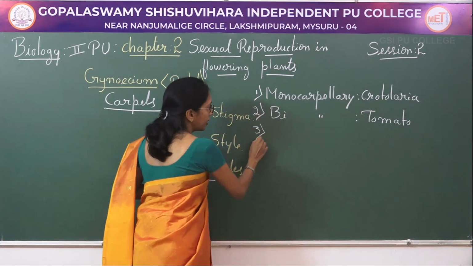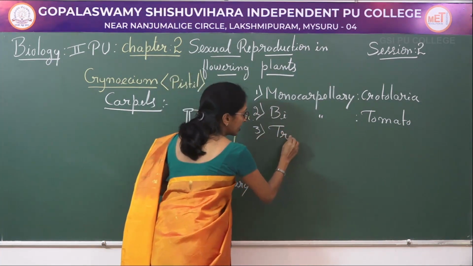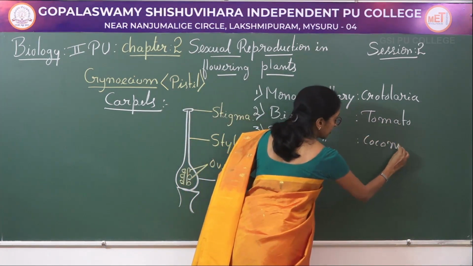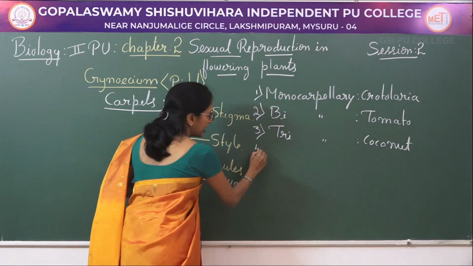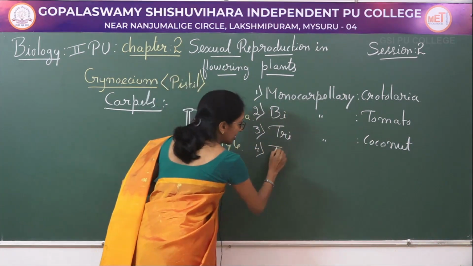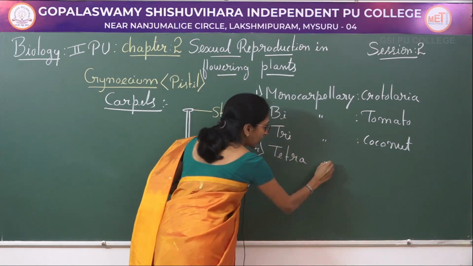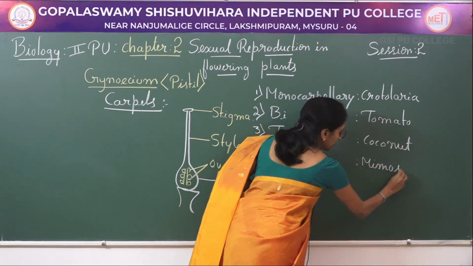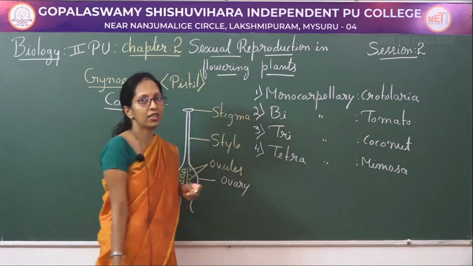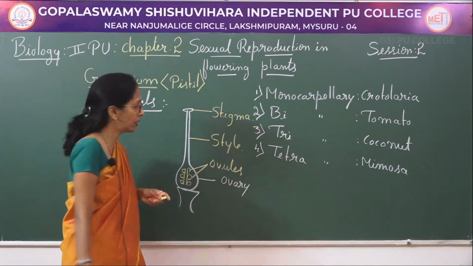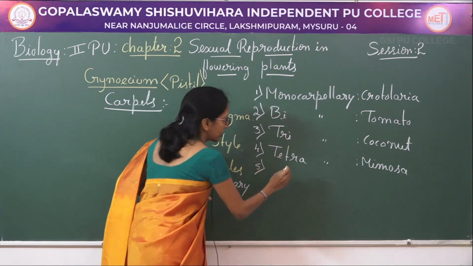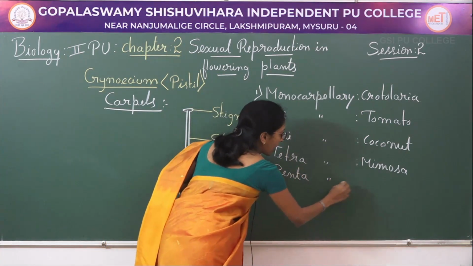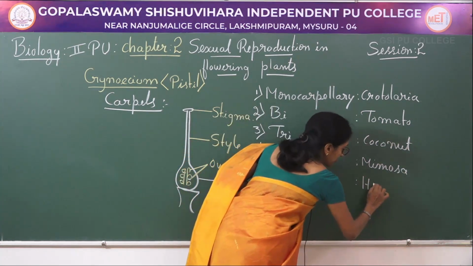If the gynoecium is made up of 3 carpels, then it is tricarpellary, for example coconut. If the gynoecium is made up of 4 carpels, then it is said to be tetracarpellary. It is seen in Mimosa, the touch-me-not, that is nothing but Mimosa pudica. If the gynoecium is made up of 5 carpels, then it is said to be pentacarpellary, for example Hibiscus.